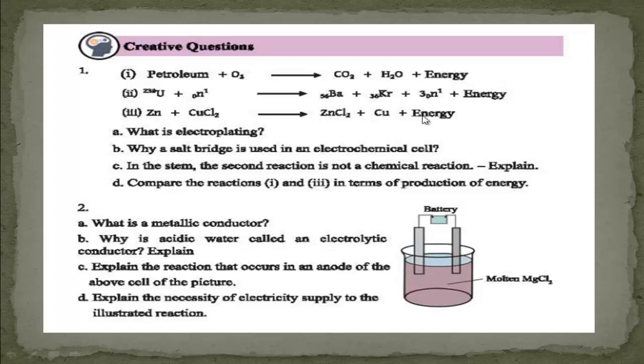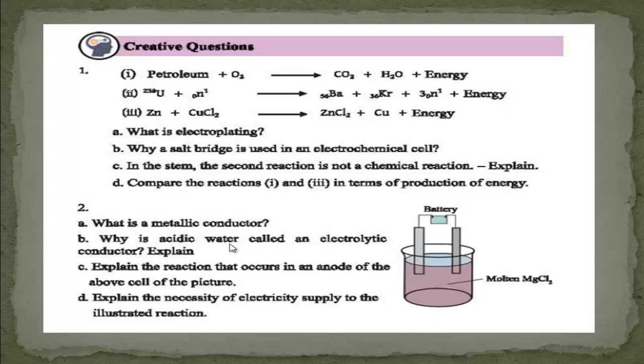This is just an exothermic reaction. Now what is a metallic conductor? You know that all metals are metallic conductors. Why is acidic water called an electrolytic conductor? Explain. Because only water is not an electrolytic conductor.